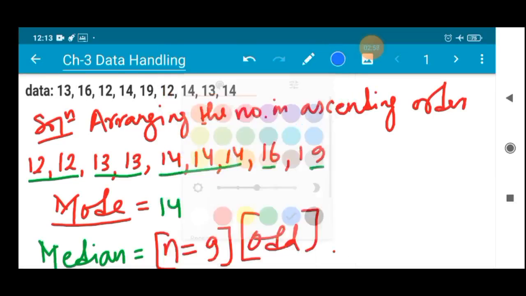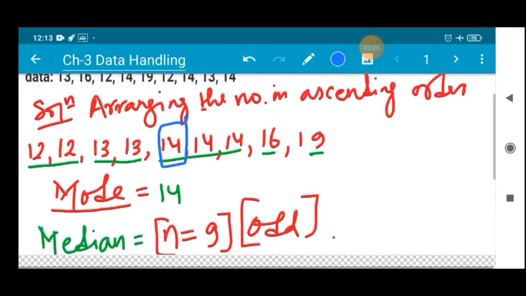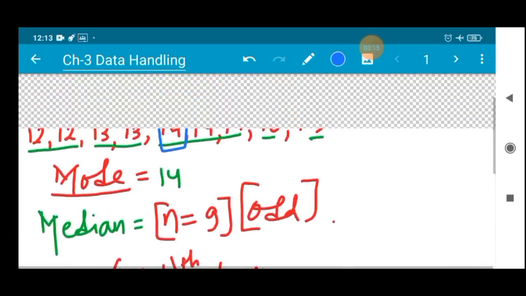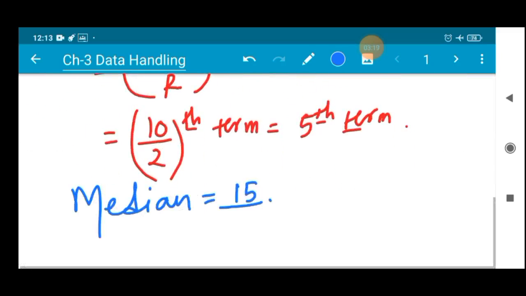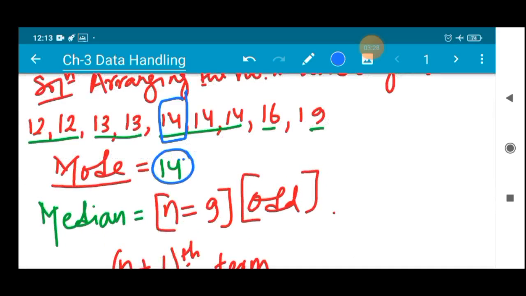Okay, so now where is the fifth term? 1 2 3 4 5. This is the fifth term. So our median is 14. So you will write at the last, median is equal to 15. That's all you have to find. Our mode we got is 14. Sorry, extremely sorry, this is not 15, this is 14 here. So the mode and the median we got are both 14.